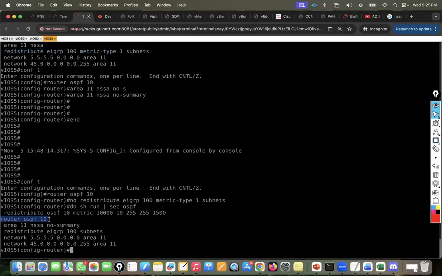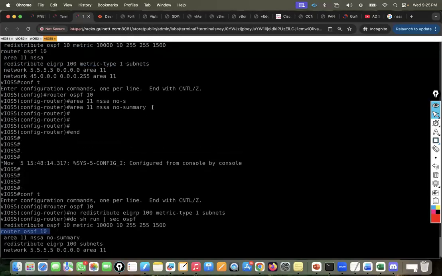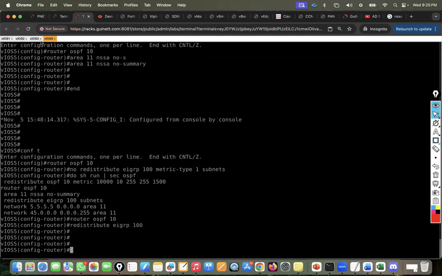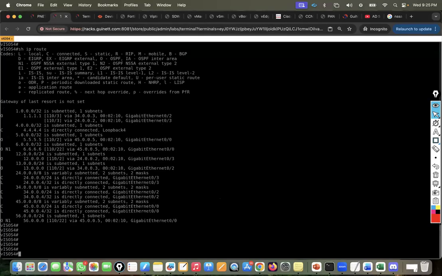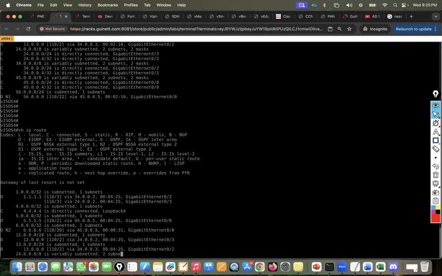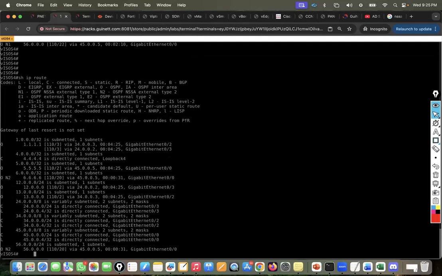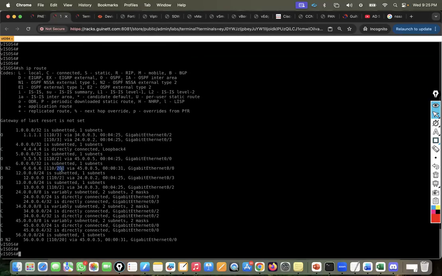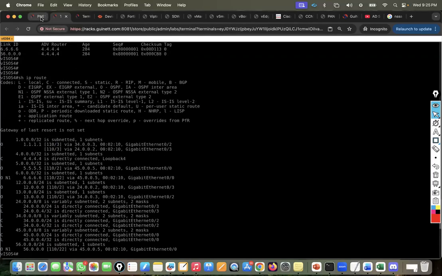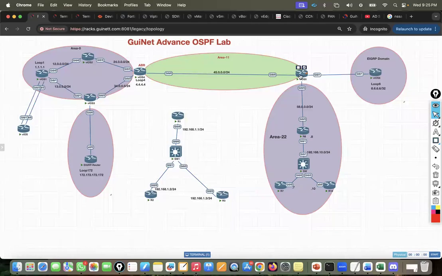Okay, I'll go here again and I will redistribute with no metric type. Now you'll see the magic is going to change. This will become an N2 route. And what is the metric? It's 20 now. Earlier it was 22 because it was calculating 20 plus the link metric.